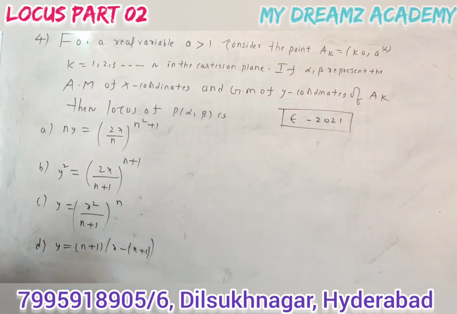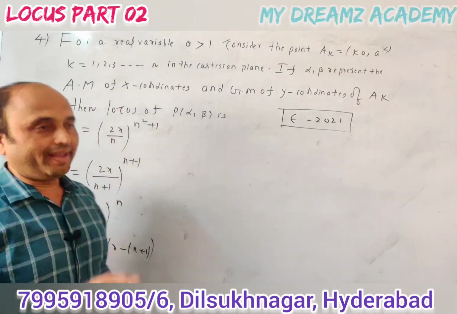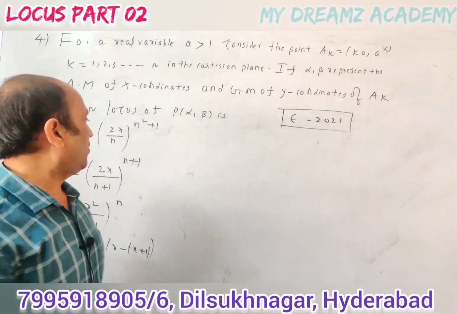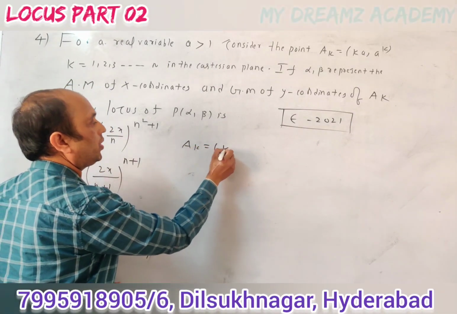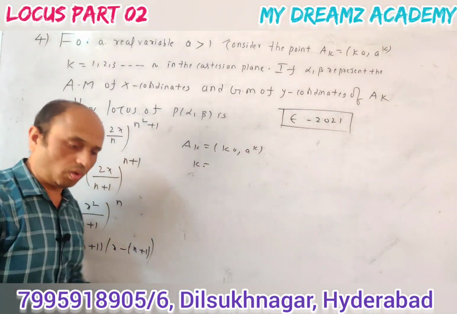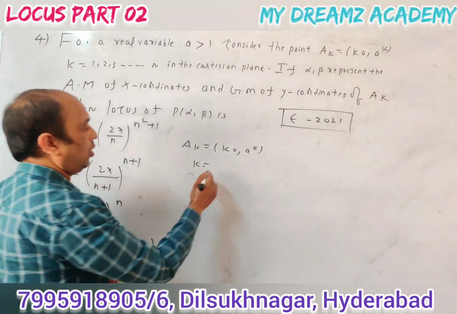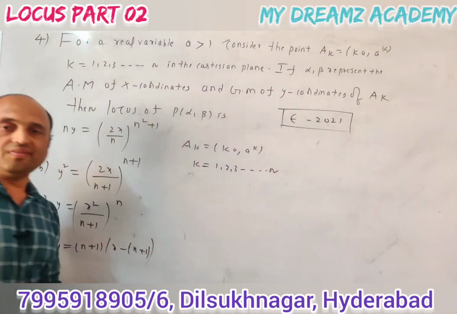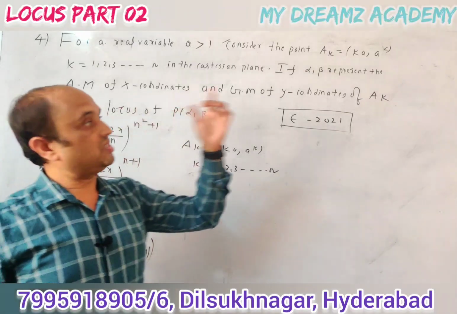So here, for a real variable a greater than 1, consider the point A_k equal to (ka, a^k). Our required point is A_k equal to (ka, a^k), and k is already given: k is equal to 1, 2, 3 up to n. These are the k values. These are the points in the Cartesian plane.